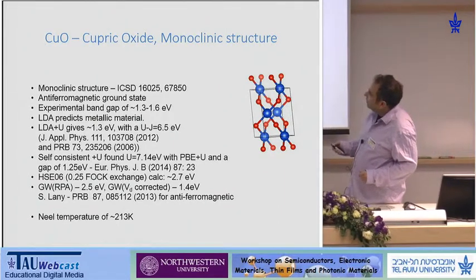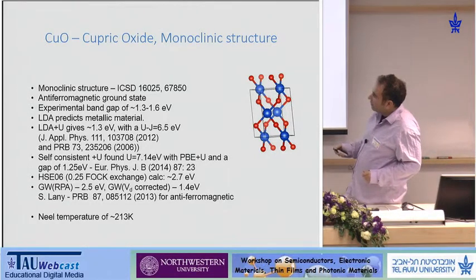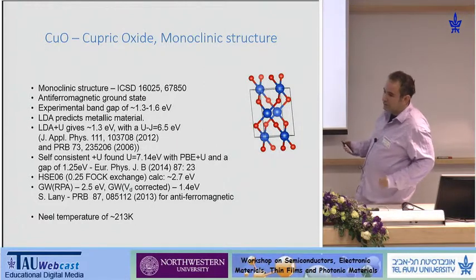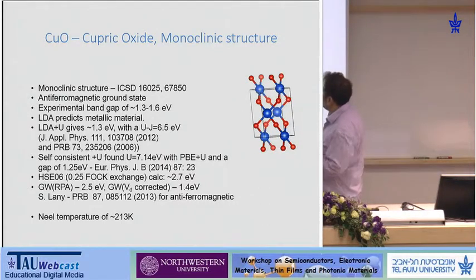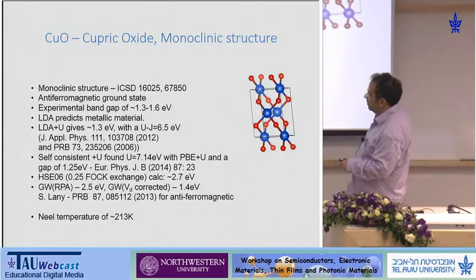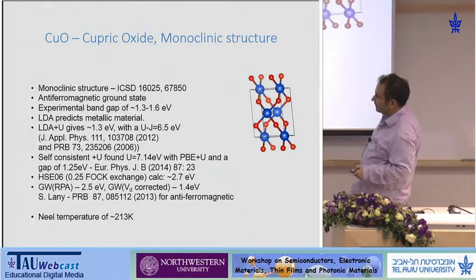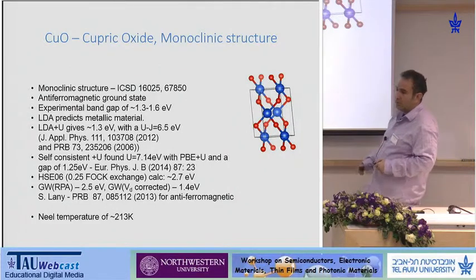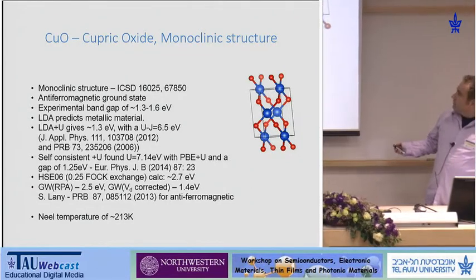But just about copper oxide, you see experimental band gap reported between 1.3 and actually 1.7. And there are many different calculations, even last year, that predict different results. And this is a very not esoteric material. Now, the material is anti-ferromagnetic, and its Néel temperature is at around 213 Kelvin, which I will go back to later.